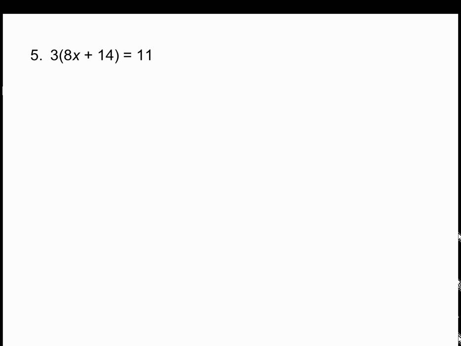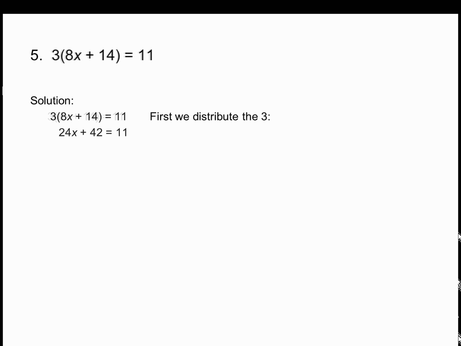Number 5, I have 3 times 8x plus 14 equals 11. You know, according to my dear Aunt Sally, we're supposed to do what's in parentheses first, but the terms aren't similar, so I cannot combine them. So I'm going to distribute the 3. So I'll have 24x plus 42 is equal to 11.